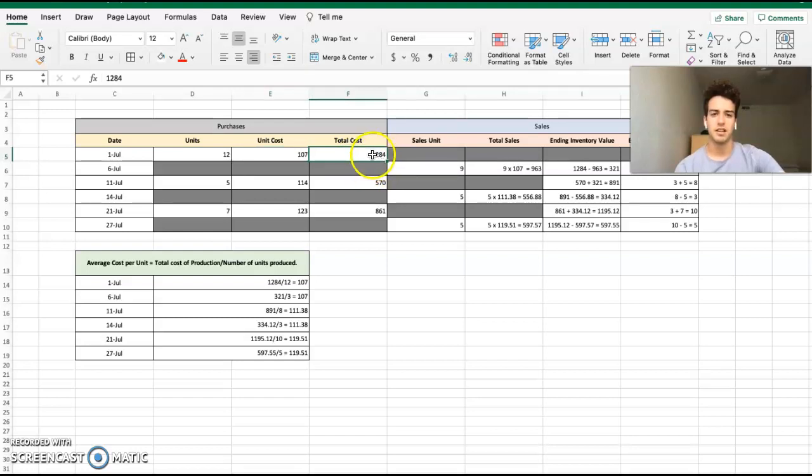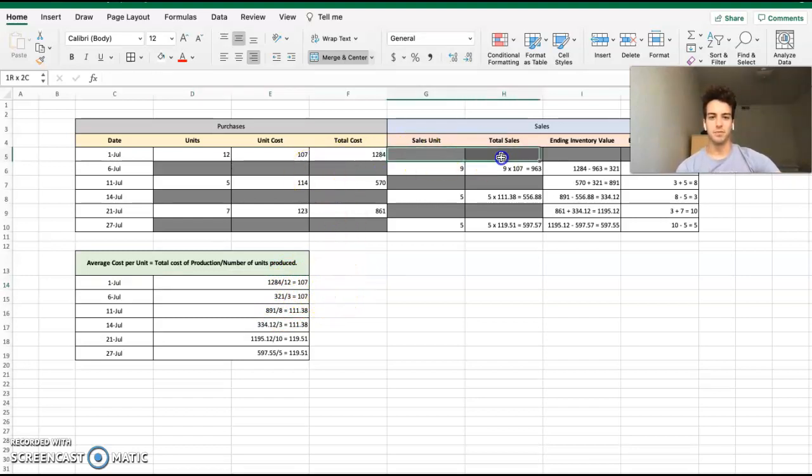1,284. Now, all we have to do to calculate the average cost is follow this formula here, the total cost of production divided by the number of units produced. So this is the total cost of production here, and all we have to do is divide it by the number of units produced. So it will be 1,284 divided by 12 equals 107.